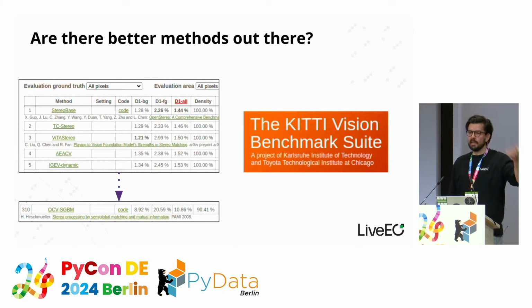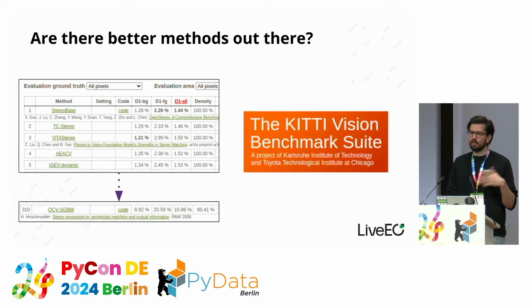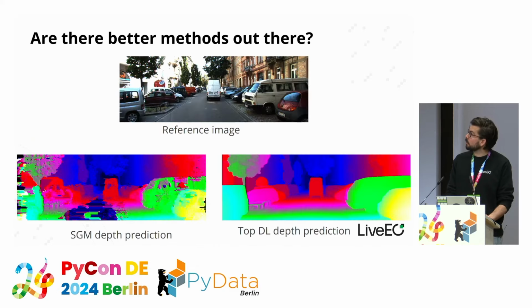So we had a look at this leaderboard, and we found that the method we were using, which is the OpenCV implementation of semi-global matching, scores at number 310 on this leaderboard. So clearly, there are much better methods over there. And if you actually go and look, the first couple of methods, basically the top 100 methods, are all deep learning-based methods. So clearly, there is something to be said for deep learning in this case.